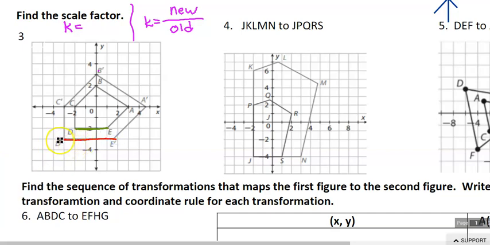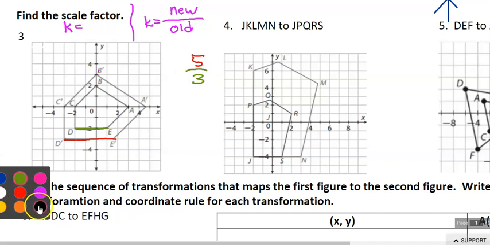So the new will be the red, 1, 2, 3, 4, 5. And the old will be the green, which is 1, 2, 3. So that will be our scale factor here, 5/3. And remember, this value will be bigger than 1 when you're going from a small shape to a bigger shape, and it'll be less than 1 when we're going from a big shape to a small shape.